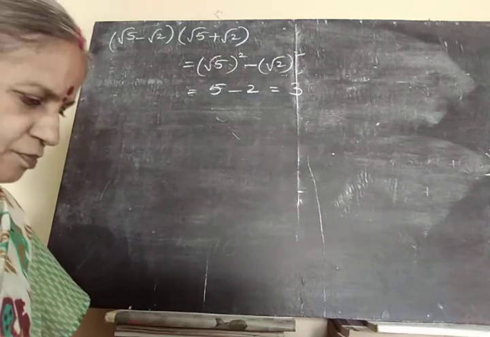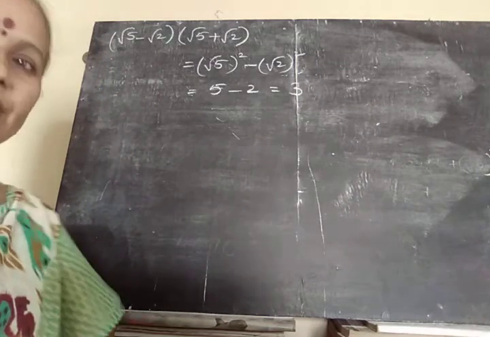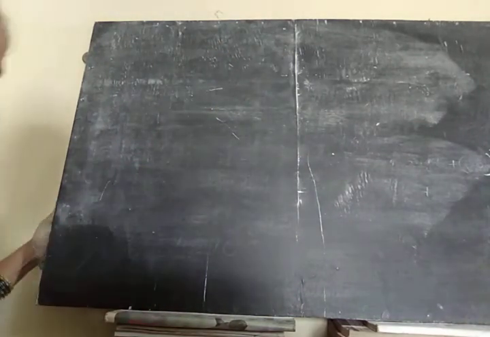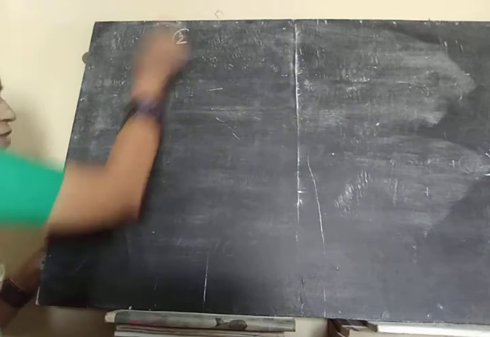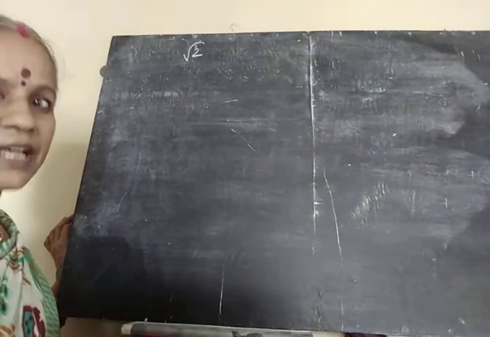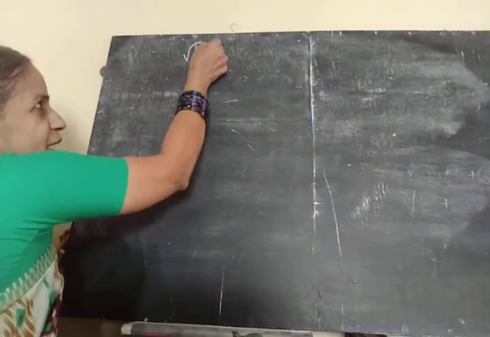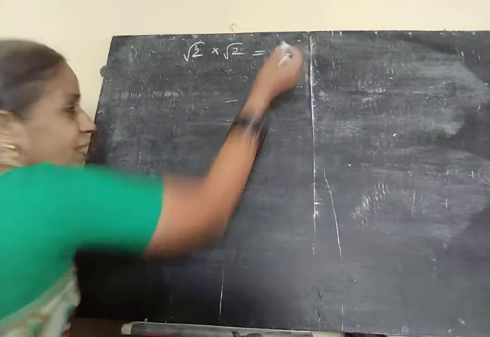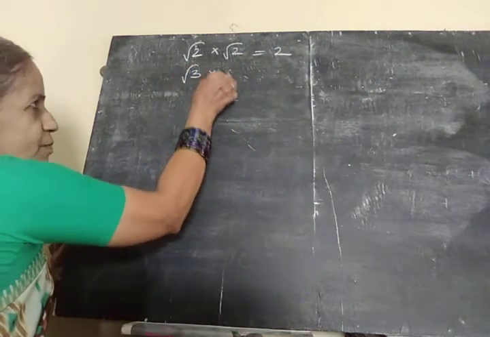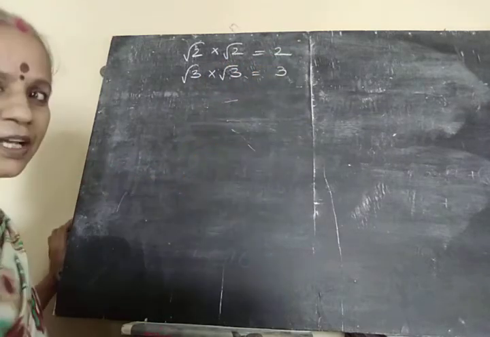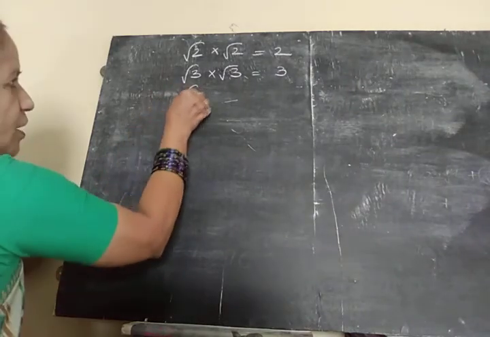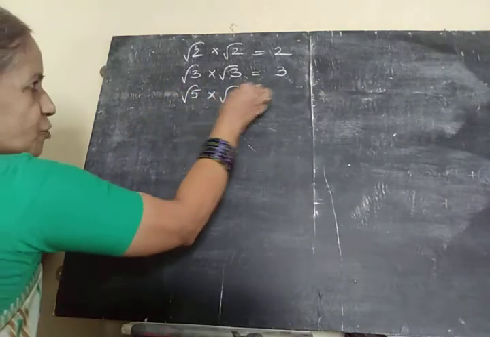Now, rationalizing the denominator. See, children, root 2 is an irrational number. To rationalize that, what do we have to do? If you multiply root 2 by root 2, we will get 2, only rational. Understood? And root 3: if you multiply root 3 by root 3, we will get 3, rational. We got the rational number. If you multiply root 5 with root 5, we will get 5.